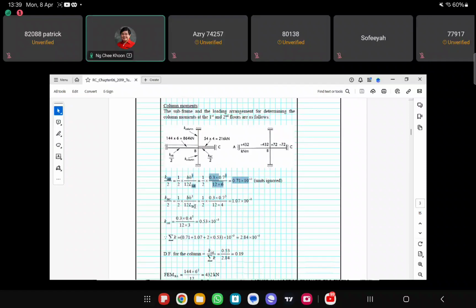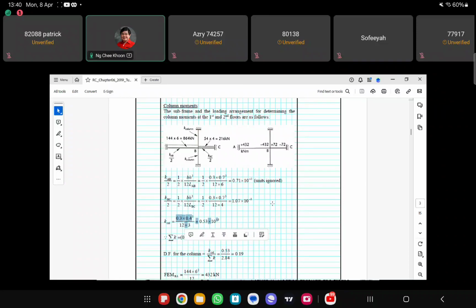So this is BH square over LBC. This is BH square over LAB. So length of AB is 6 meter. BC is 4 meters. So this is 4 meter. This is 6 meters, right? And then we take only half of the stiffness, right? This is BC also, half of the stiffness only. Column, the cross section is 0.4 times 0.3.